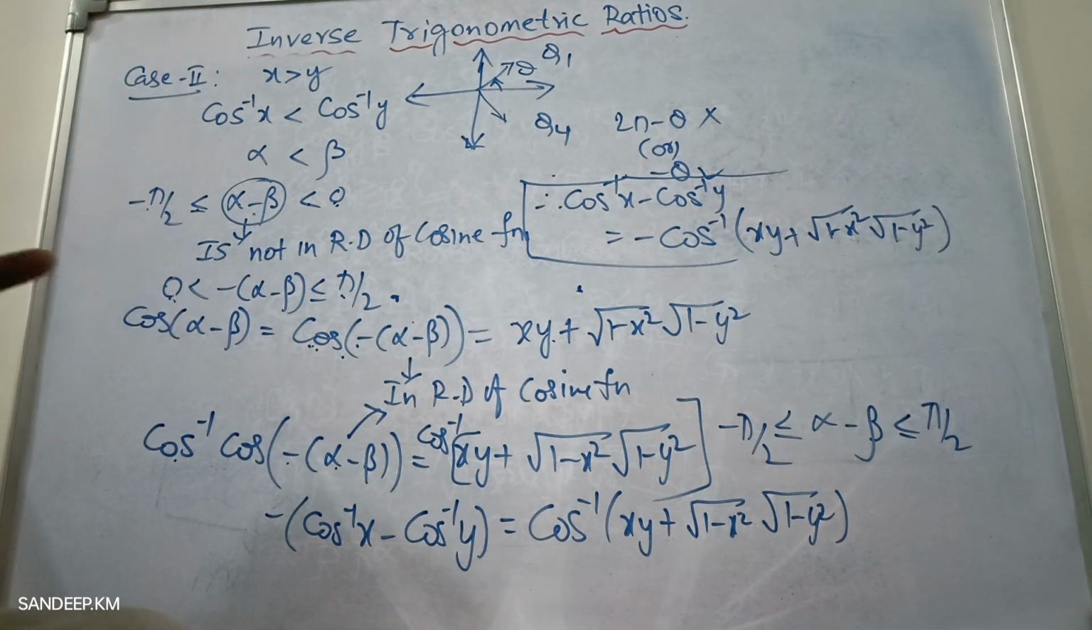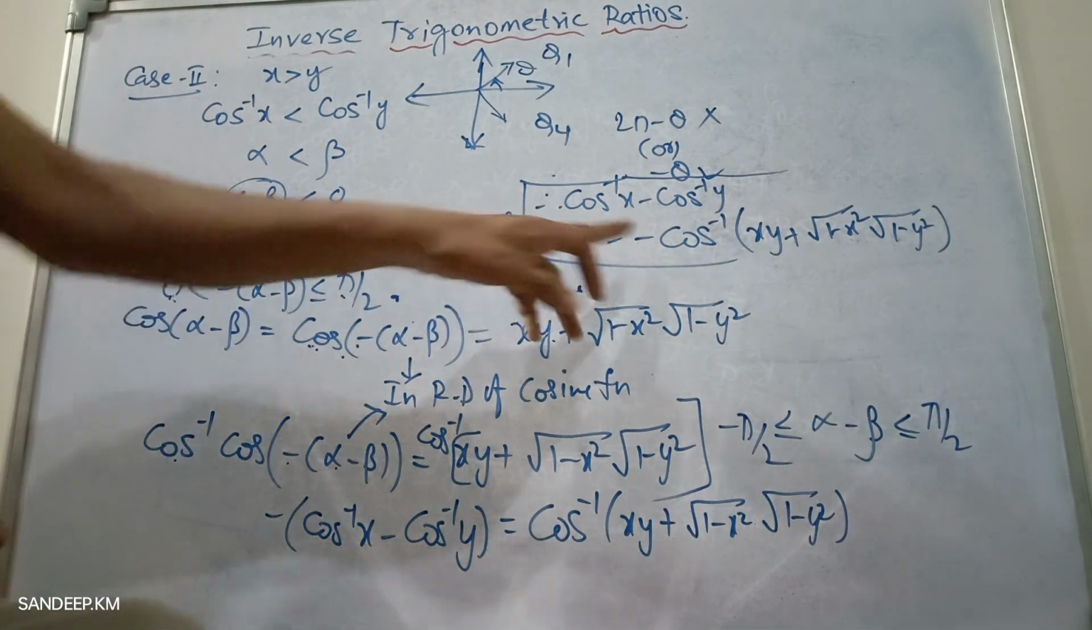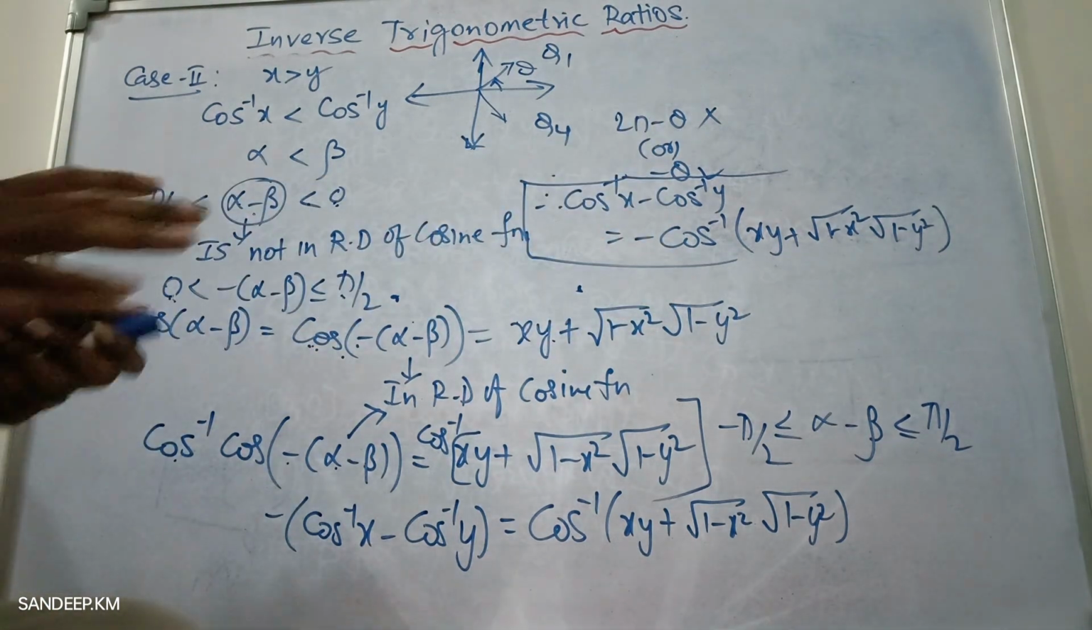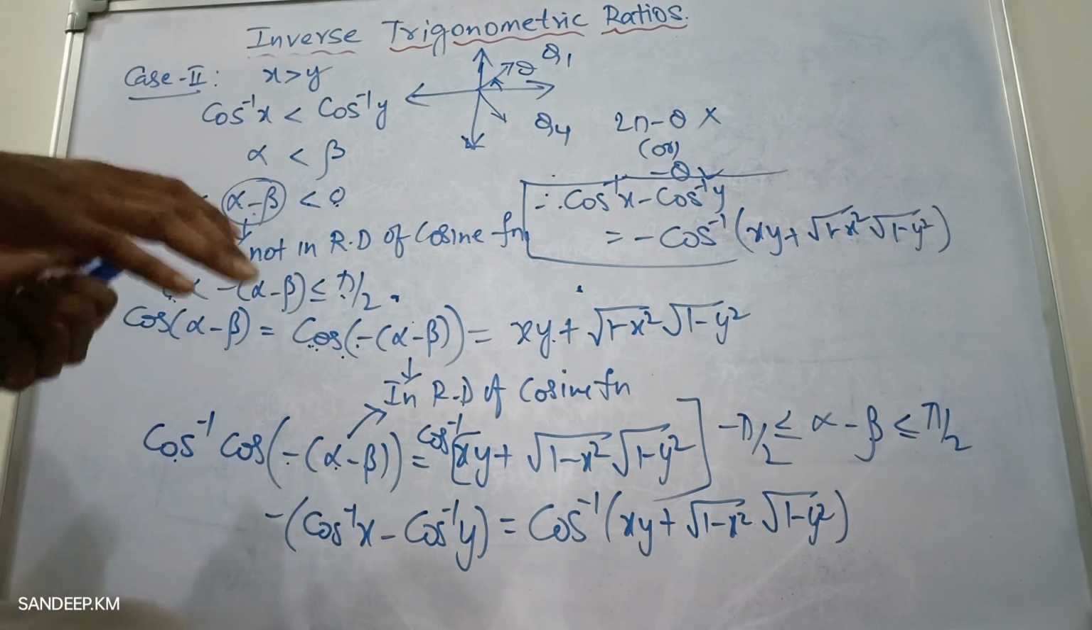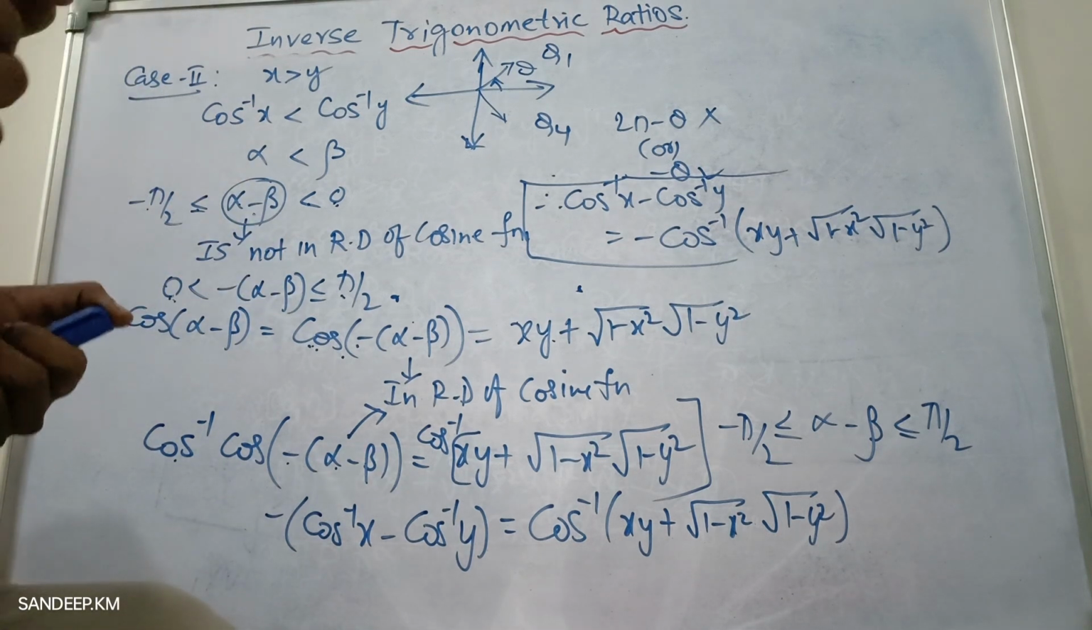So there are two cases when it comes to the cos inverse x minus cos inverse y formula. One will be plus of and another will be minus of. To have clarity about this particular theorem, let us look at a small example.